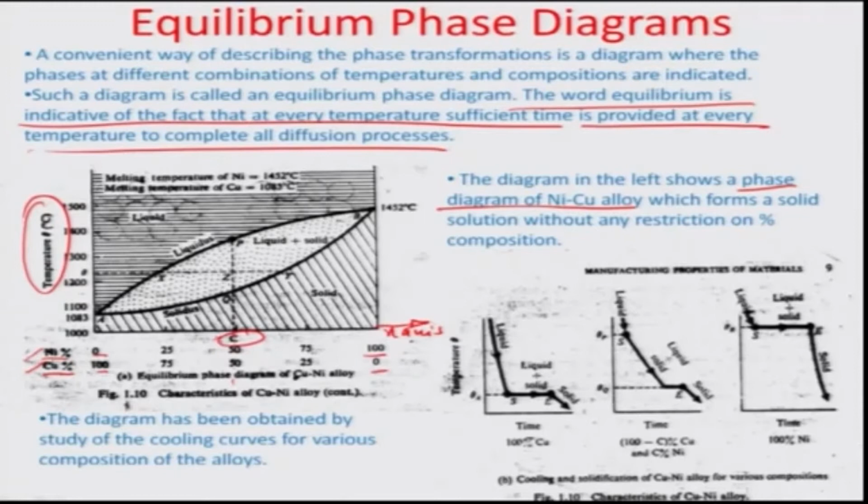Now, you can see there are various regions of this diagram. This particular region is the liquid region, which you can see by this horizontally hashed region. The melting temperature of nickel is about 1452 degrees Celsius and that of copper is about 1083 degrees Celsius. Obviously, when you formulate an alloy, the melting temperature would change based on the percentage of nickel and copper, because it is going to take a different thermal energy for the copper to melt and a different thermal energy for the nickel to melt as well.